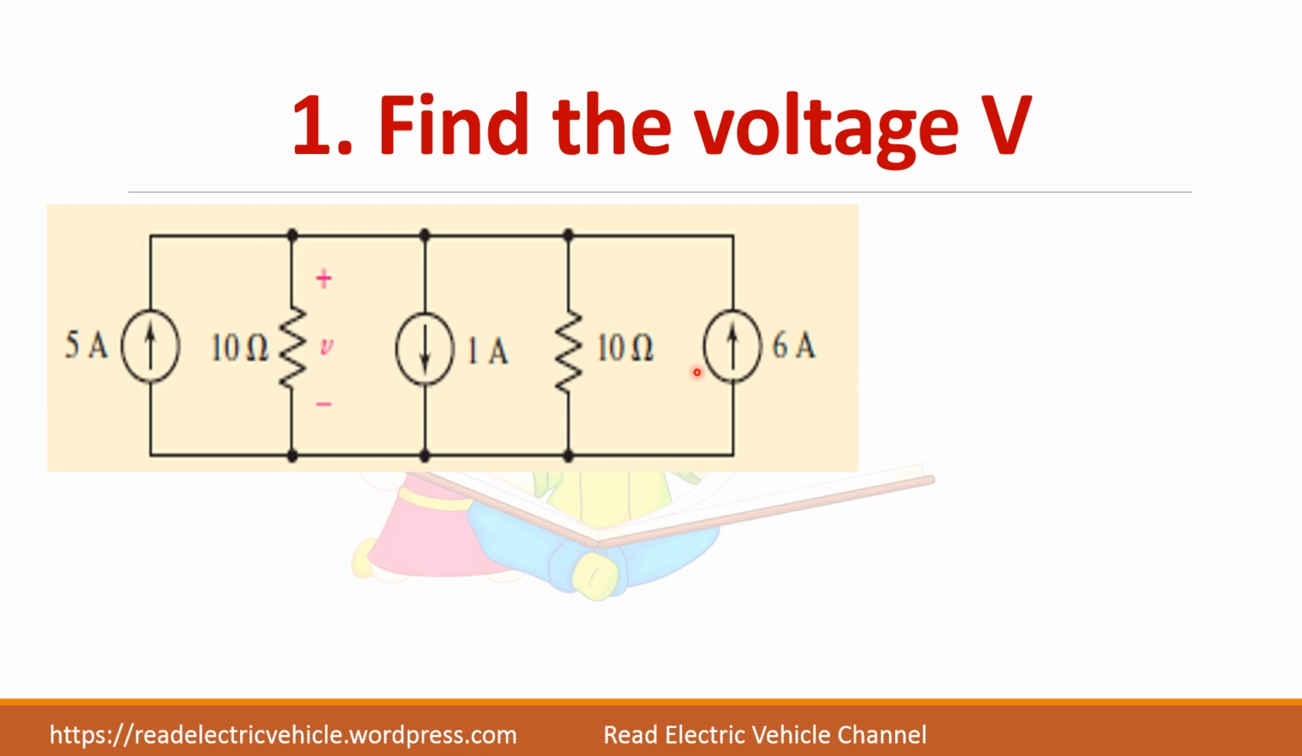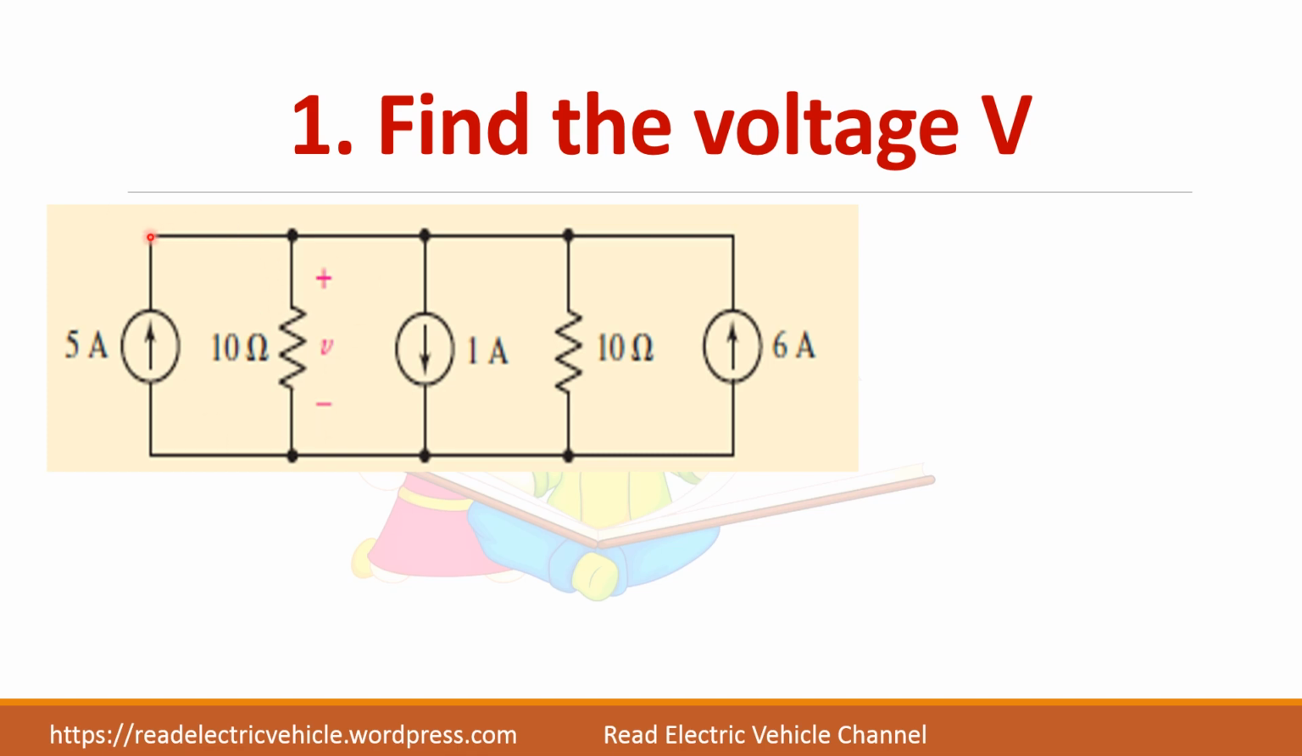You take this circuit. The question is you have to find the voltage V. Where is V? It is here across 10 ohms. So you have to find the current through the 10 ohms and multiply it, you will get the voltage, or you can find the potential across this one. By any method you can find this.